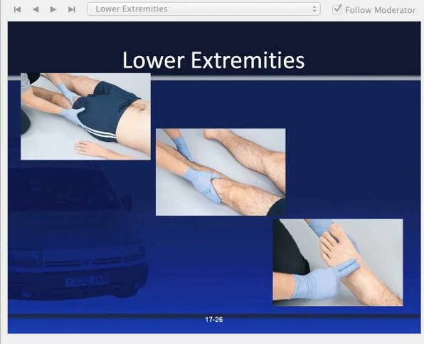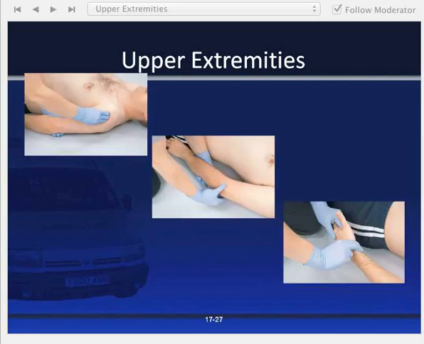Examine the upper leg. Examine the lower leg. Assess the dorsal pedal pulse in each lower extremity, and remember to assess movement and sensation in each extremity. Evaluate for DCAP BTLS. Examine the upper arm. Examine the lower arm. Assess the radial pulse in each upper extremity. Remember to assess for movement and sensation, and evaluate for DCAP BTLS.